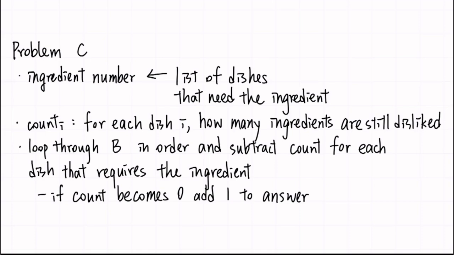And since we want to know whether each dish still contains some ingredients that are disliked by Snuke, we will want to keep track of a count that stores, for each dish i, how many ingredients needed by dish i are still disliked.